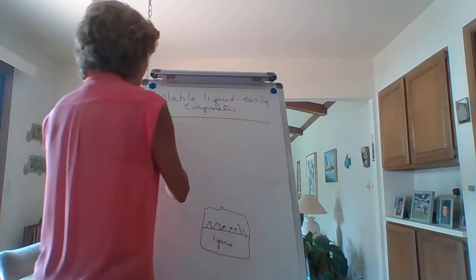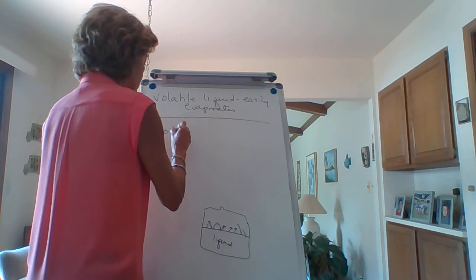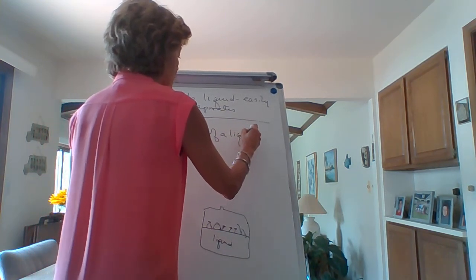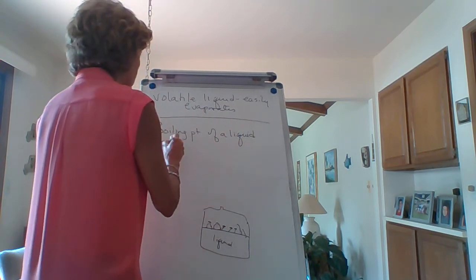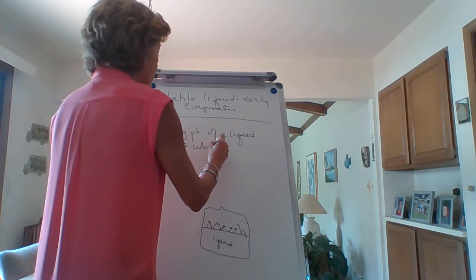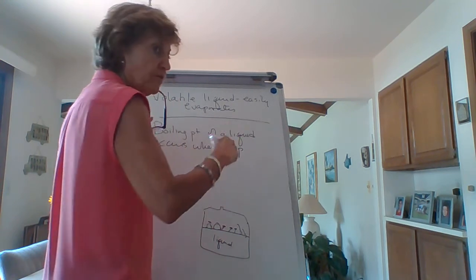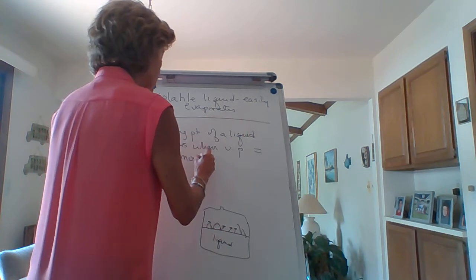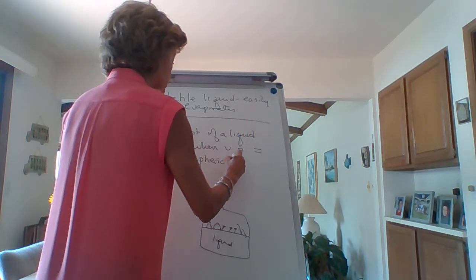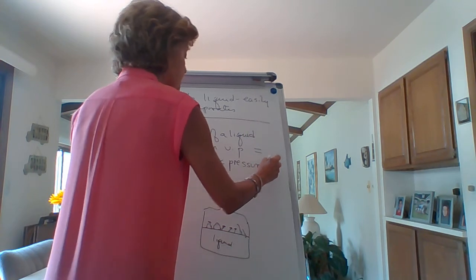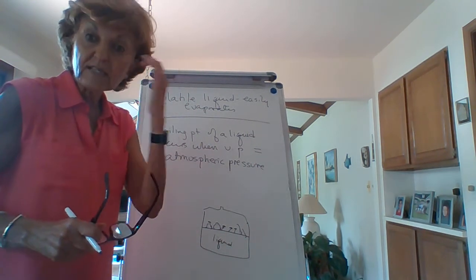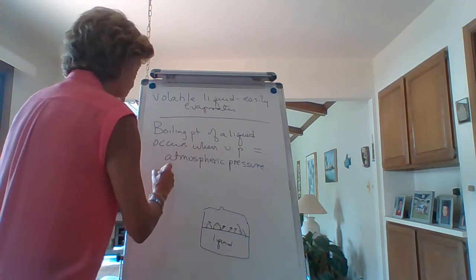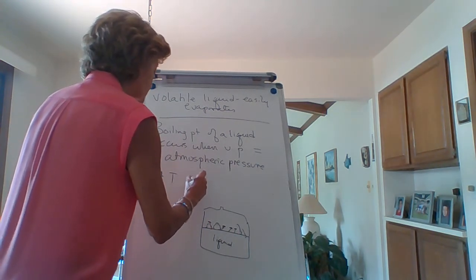Okay, boiling point of a liquid occurs when the vapor pressure above a liquid equals atmospheric pressure. This is pretty interesting because as you increase the temperature, the vapor pressure goes up. So put in your notes, as you increase the temperature, the vapor pressure goes up.